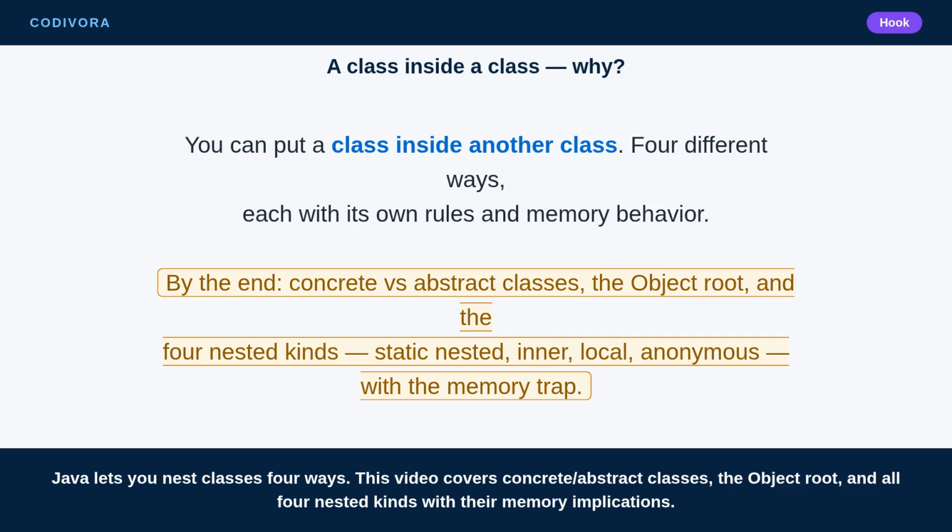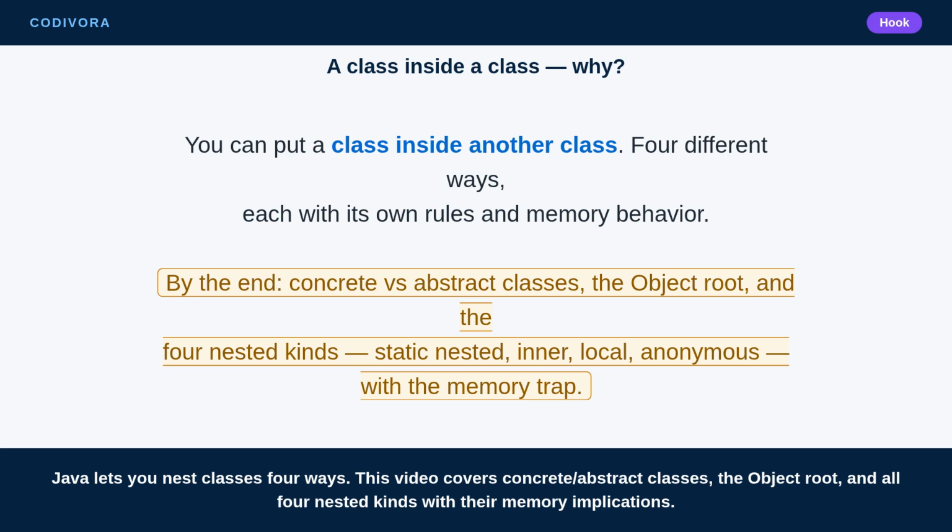Java lets you define a class inside another class, and it does this in 4 distinct ways, each with its own rules, powers, and, importantly, its own memory behavior. Used well, they make code cleaner. Used carelessly, they cause subtle memory leaks.